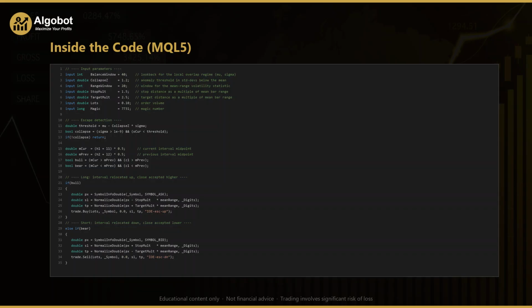The bear condition is the mirror image, current midpoint below the previous one and the close below it. When bear is true, the strategy reads the bid, places the stop above entry and the take profit below, each scaled the same way, and calls trade.sell. Both sides share identical logic, just reflected in direction.